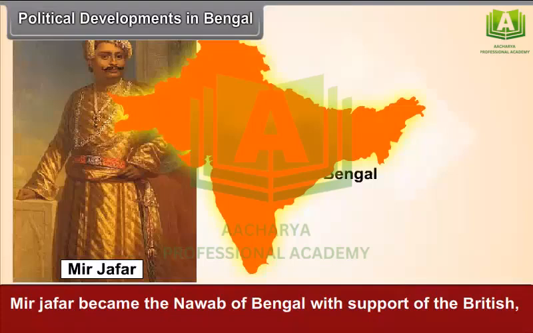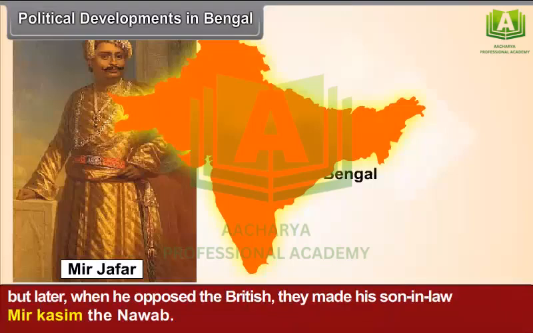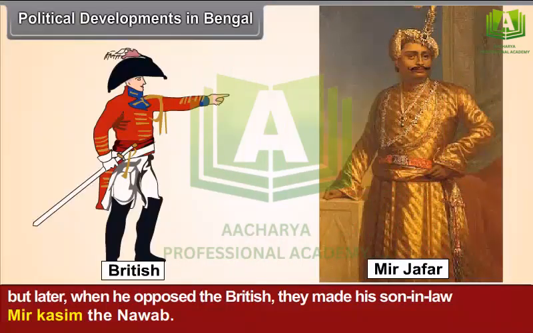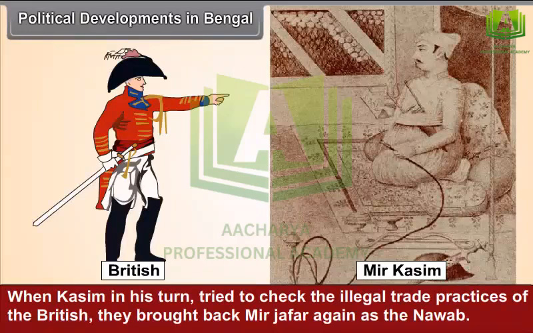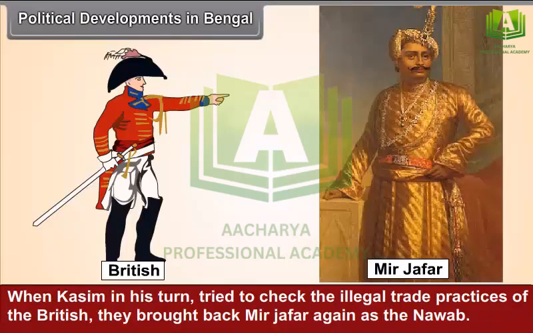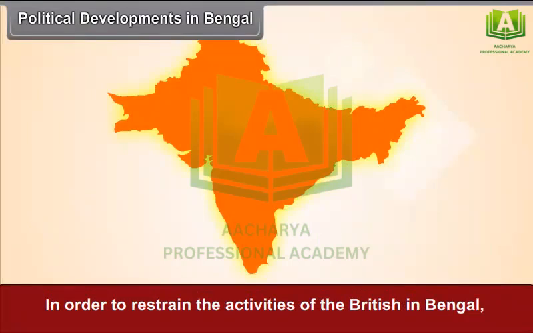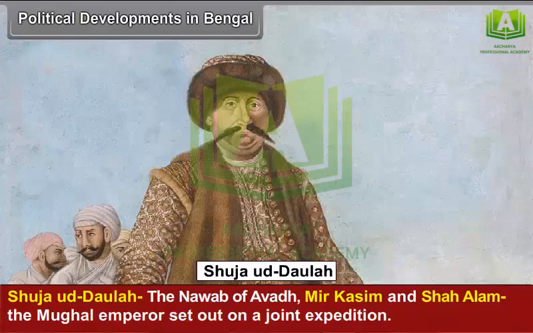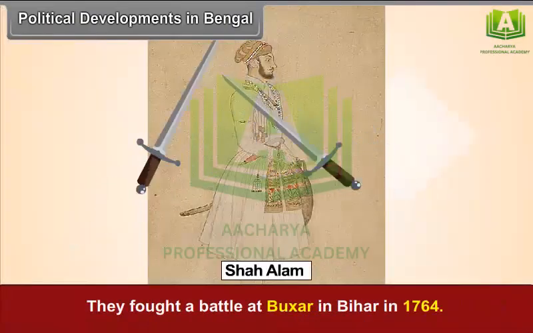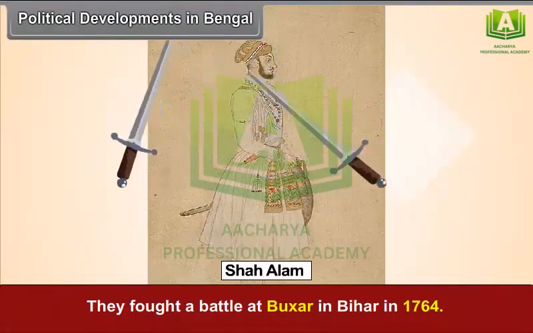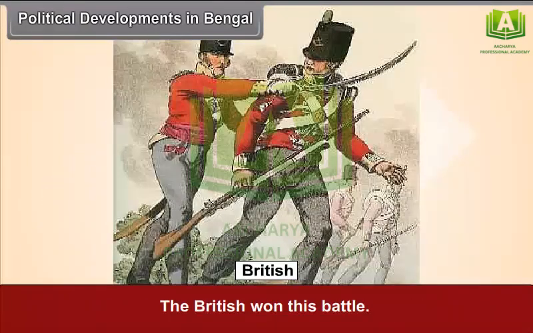Mir Jafar became the Nawab of Bengal with the support of the British, but later, when he opposed the British, they made his son-in-law Mir Qasim the Nawab. When Qasim in his turn tried to check the illegal trade practices of the British, they brought back Mir Jafar again as the Nawab. In order to restrain the activities of the British in Bengal, Shuja-ud-Dawla, the Nawab of Awadh, Mir Qasim and Shah Alam, the Mughal emperor, set out on a joint expedition. They fought a battle at Buxar in Bihar in 1764. The British won this battle.